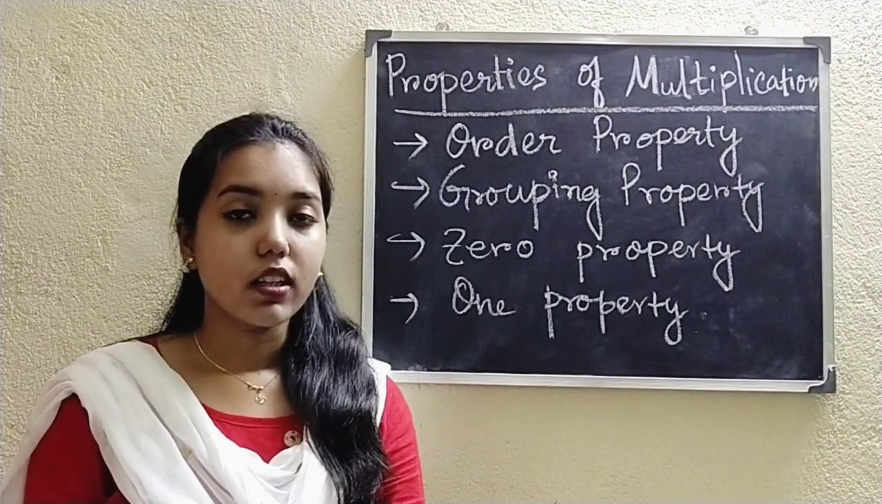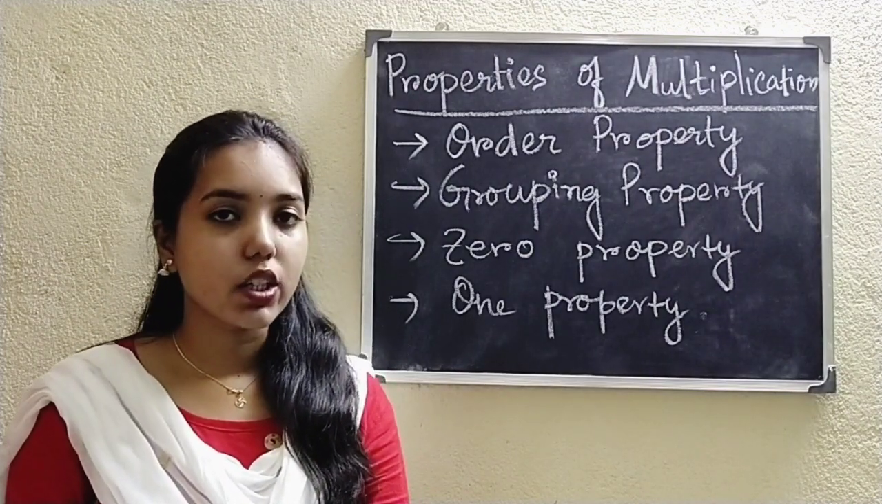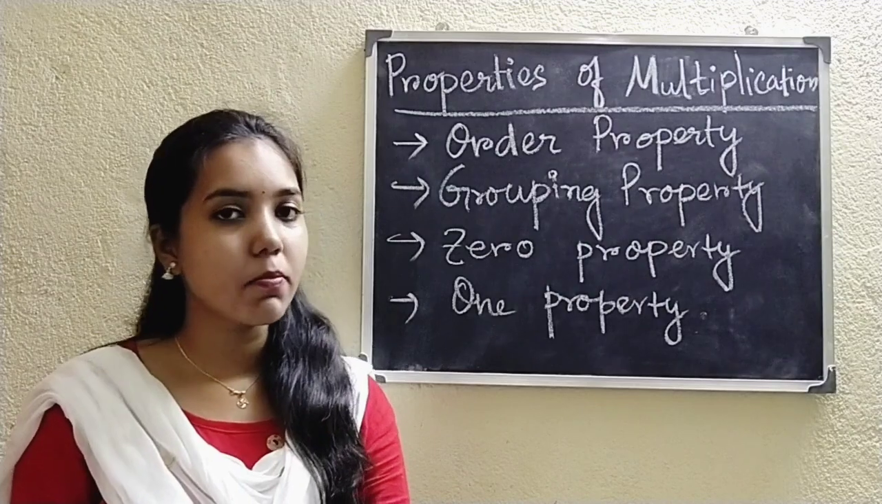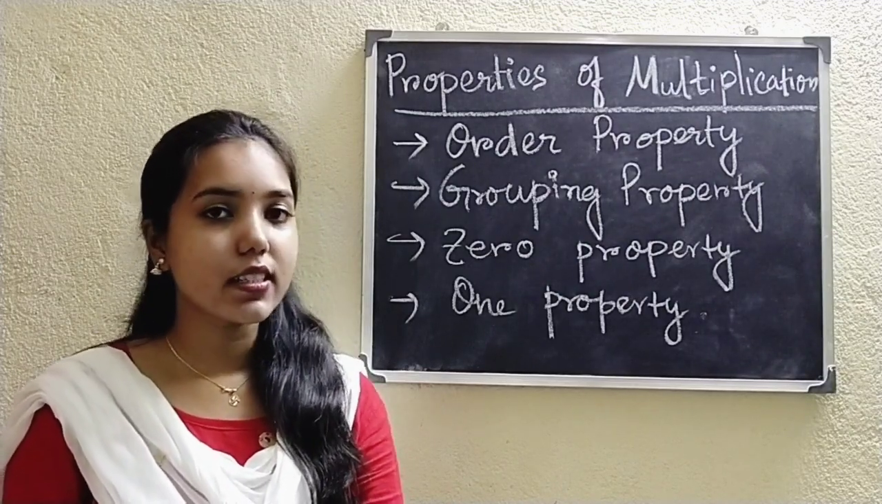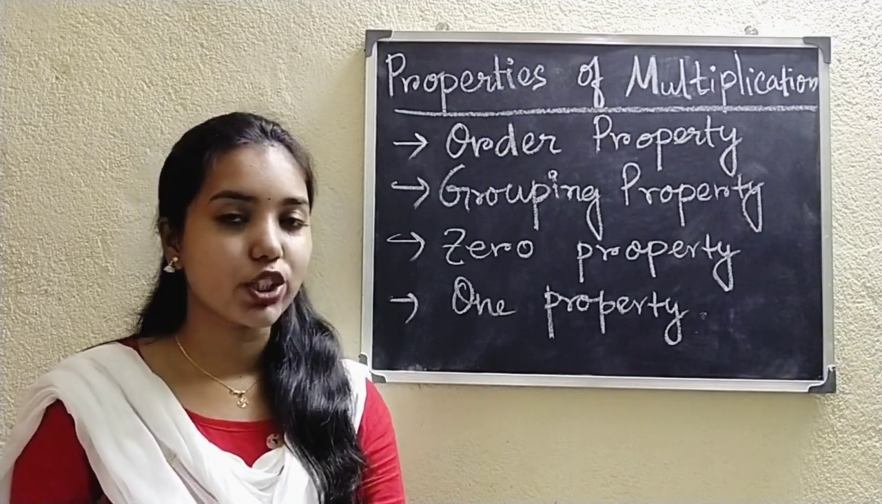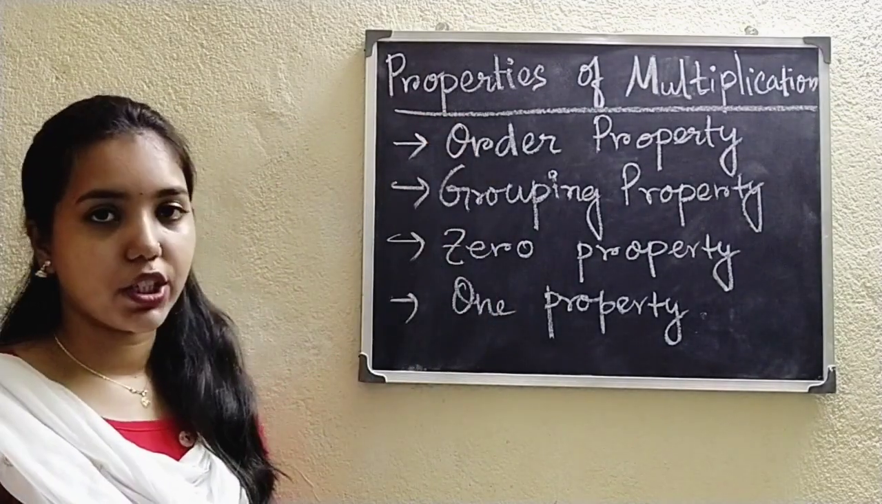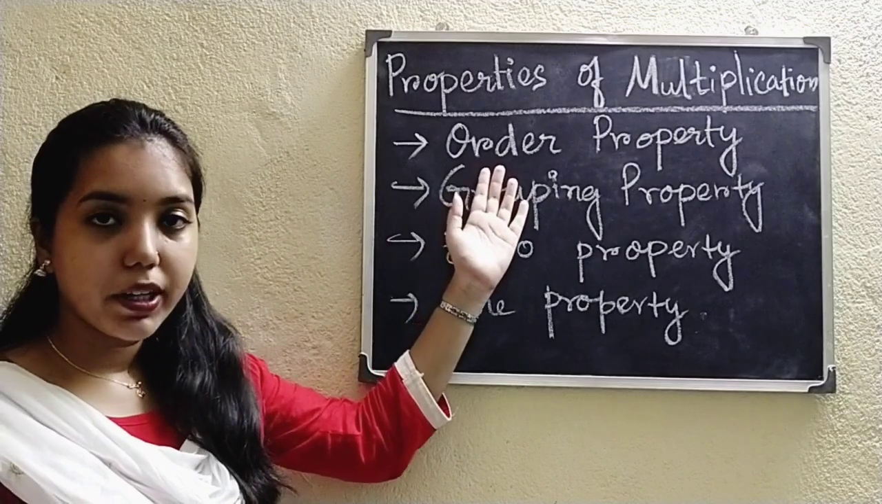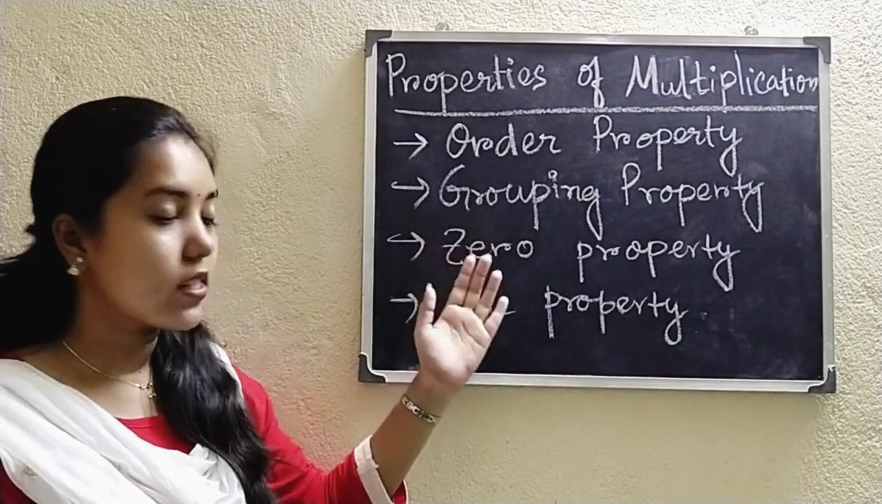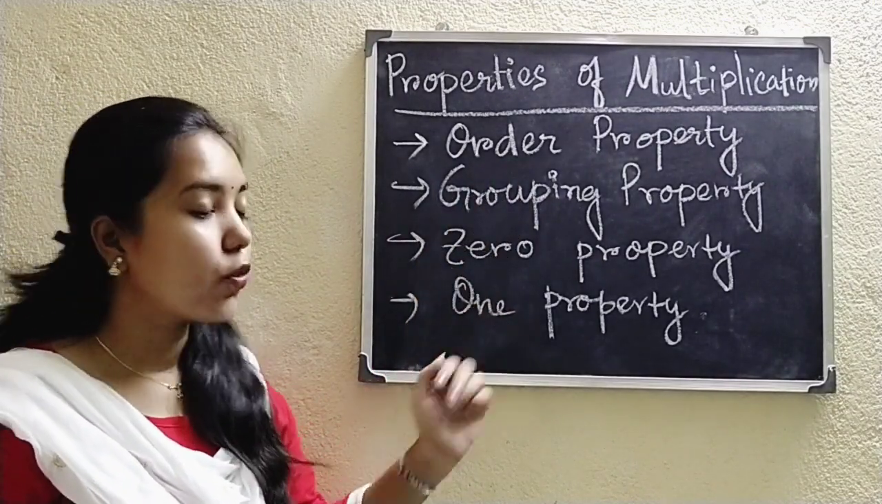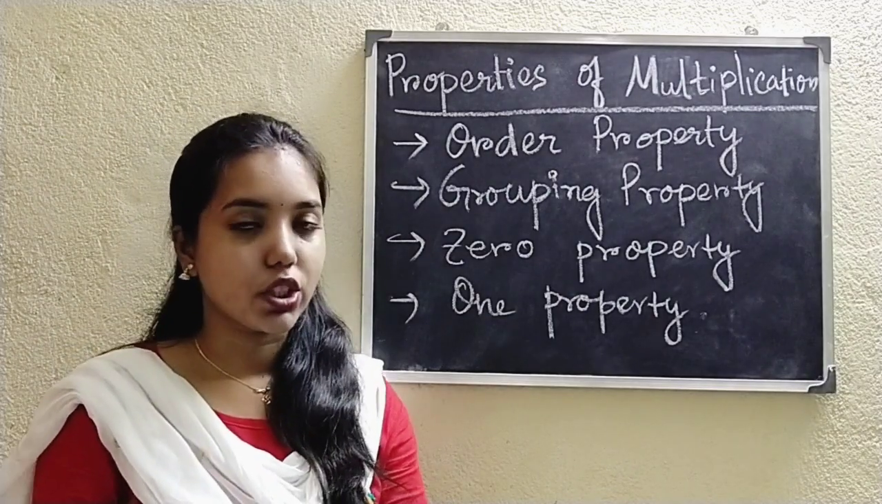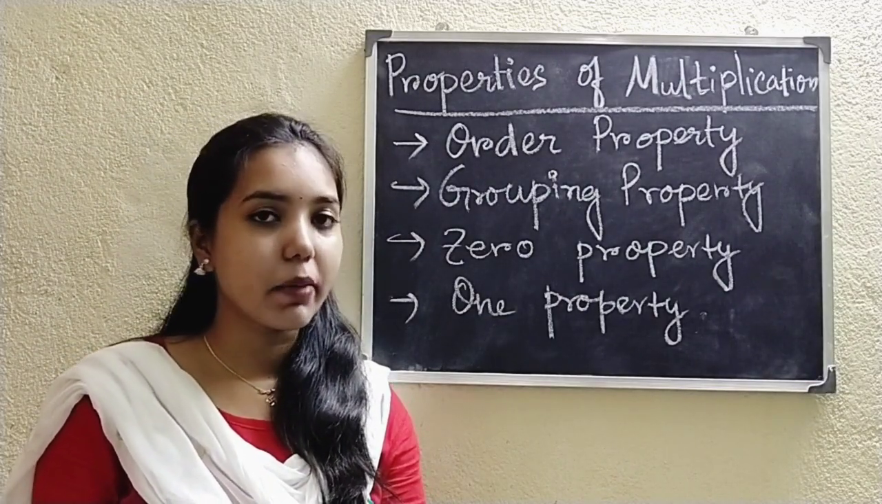Dear students, like addition and subtraction, multiplication also has some properties. Now let us discuss the properties of multiplication one by one. So here are the properties of multiplication: order property, grouping property, zero property, and one property of multiplication. Now we will discuss them in detail.